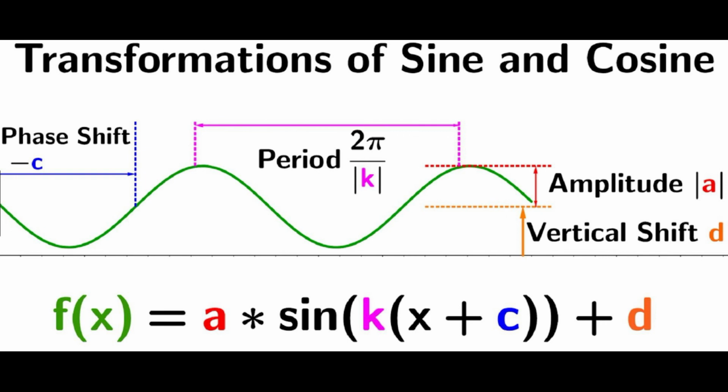The D is very, very simple. It's just your vertical shift. So if it's +5, you move the whole graph up 5 units. If it's -10, you move it down 10. So that one's real straightforward.